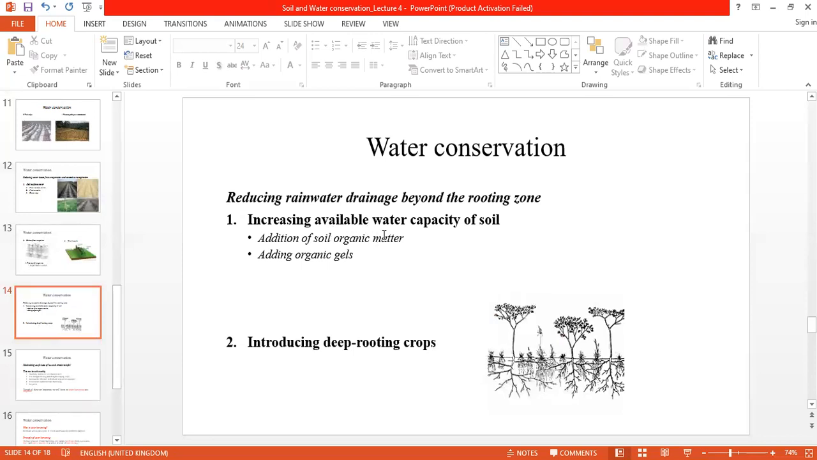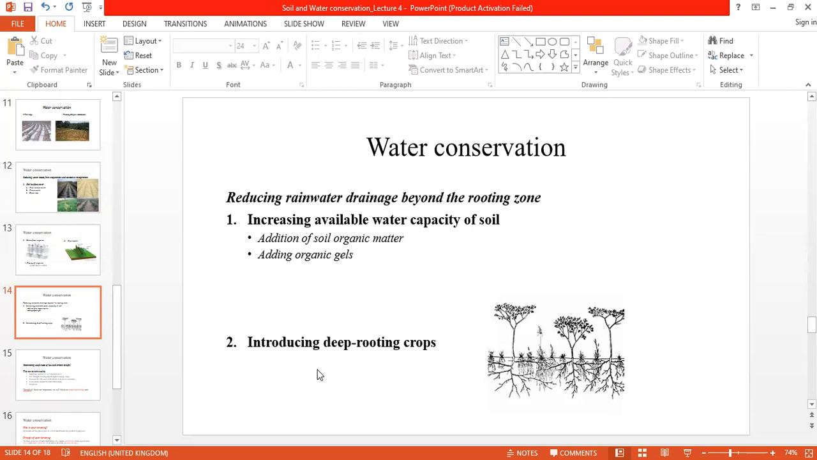So you can use natural organic matter, or you can use synthetic organic gels. But these ones mostly are used when you're doing high value crops. If you're doing food crops, you use organic matter, which is more available. So when you add organic matter, instead of the water dripping, it will remain held in the soil itself. It will not go deep into the soil.